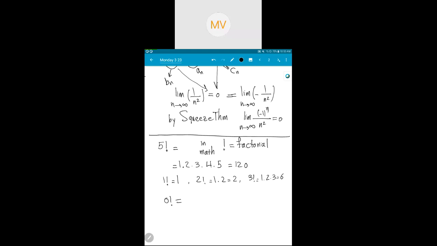No. Someone said it's 1. Alex? Did you just throw it randomly? Because you said 0 first. The answer is 1. 0 factorial is 1.